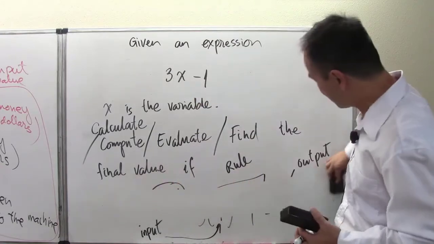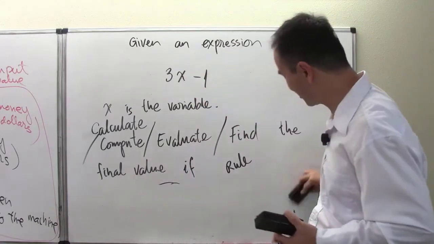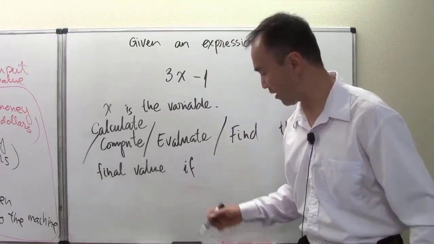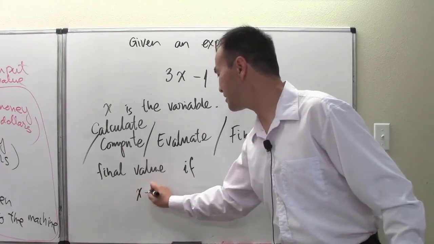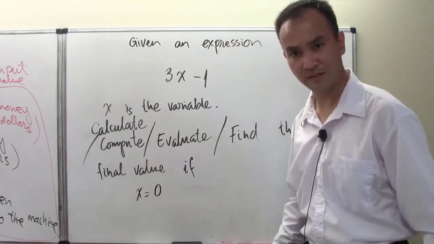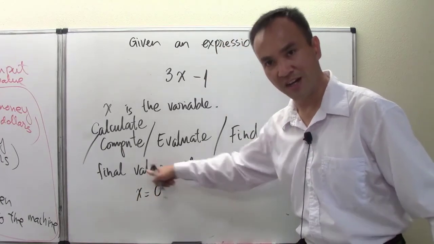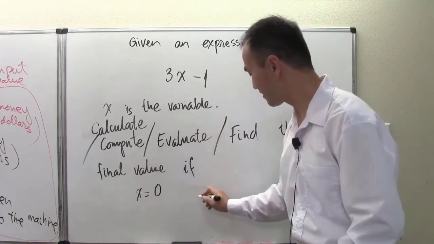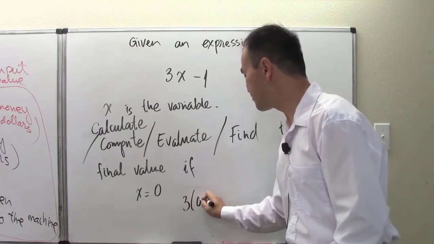To emphasize what I'm saying, that the 3x minus 1 is a rule. Okay, I chose x equals 1. We can choose x equals 0. Now it's a different value assigned to x, but this rule stays the same. 3 times 0 minus 1.